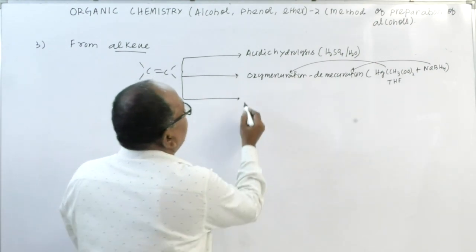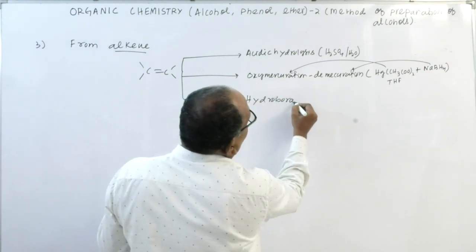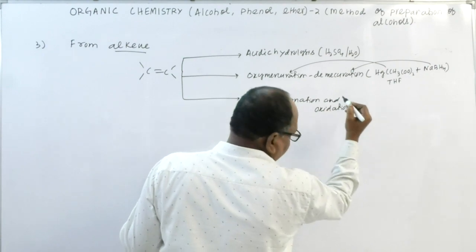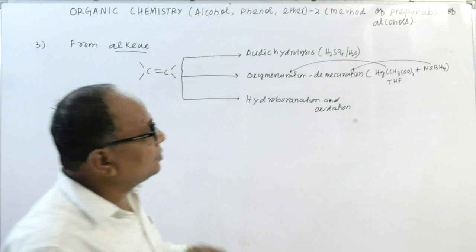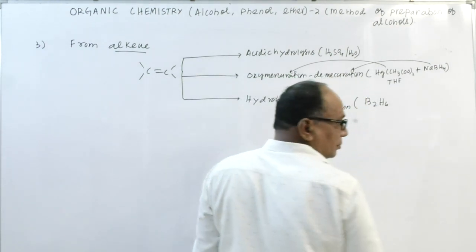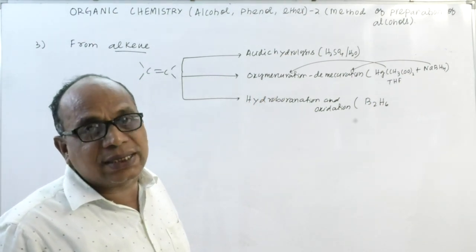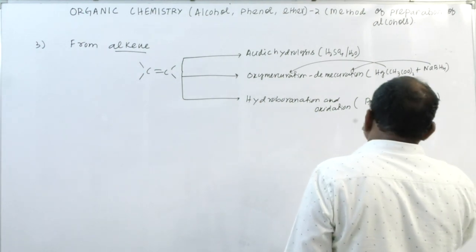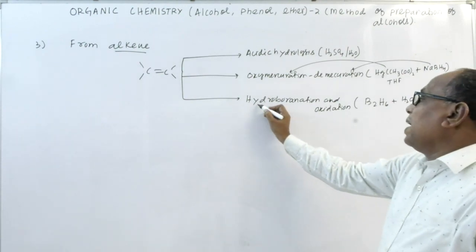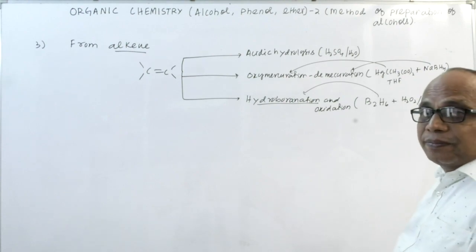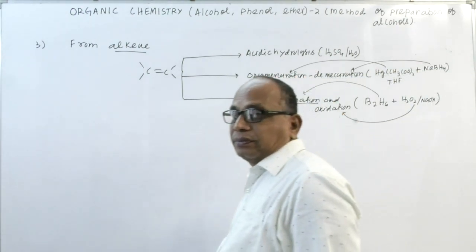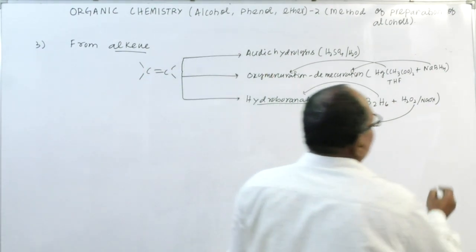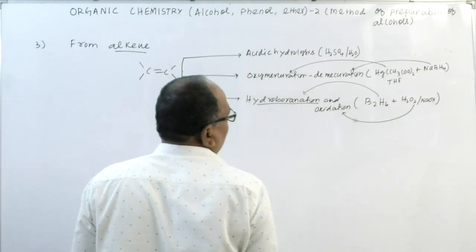Another method is hydroboration and oxidation. Hydroboration means it can be treated with diborane, B2H6, that is called boronation, and for oxidation you treat with hydrogen peroxide in presence of NaOH, alkaline hydrogen peroxide. So due to B2H6 there is hydroboration and due to the hydrogen peroxide there is oxidation. That means by three methods the alkene is converted into alcohol.